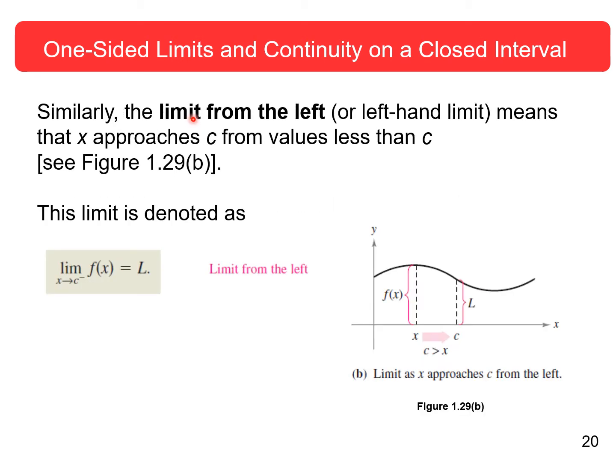Similarly, the limit from the left, or sometimes called the left-hand limit, means that x approaches c from the values less than c, or the values at the left side of c. And we denote the left-hand limit as this. So the minus sign here is used to denote the limit from the left of c. So this is read as the limit of the function as x approaches c from the left is equal to L.